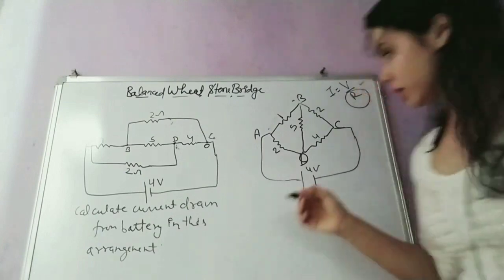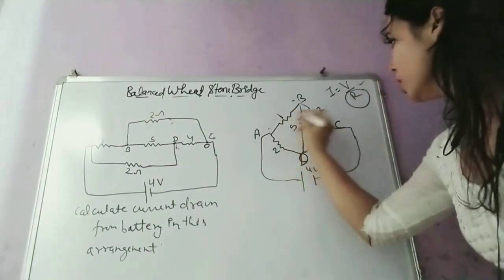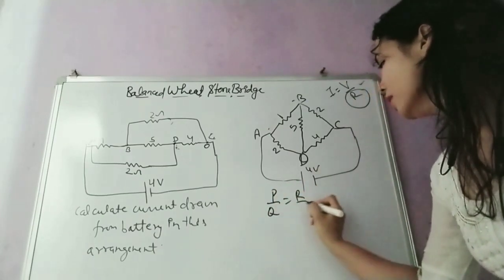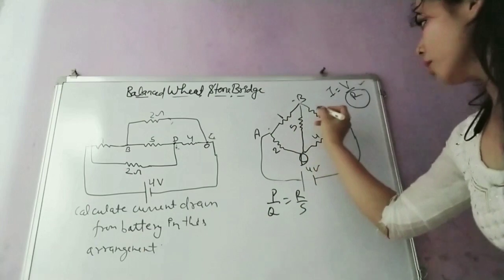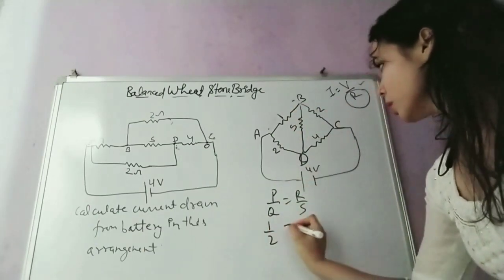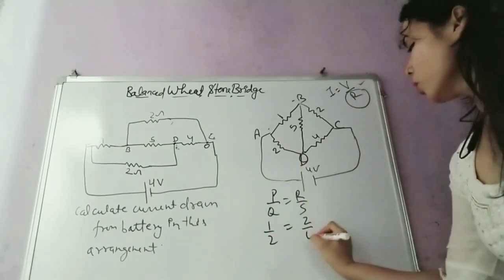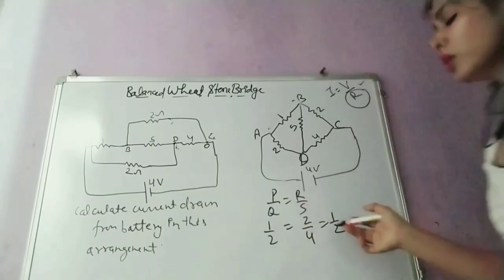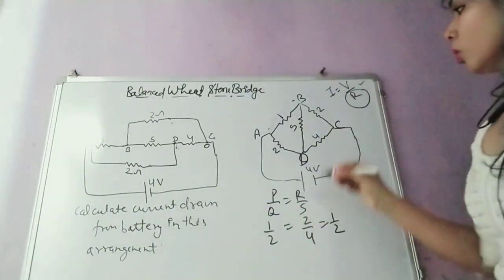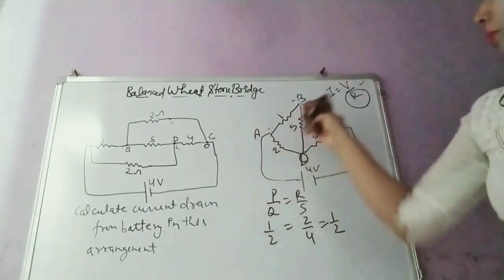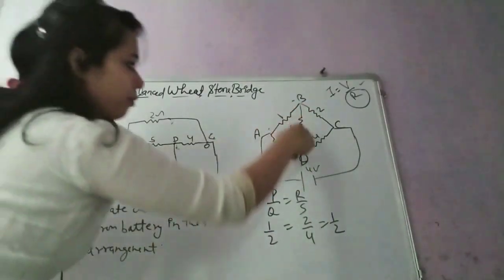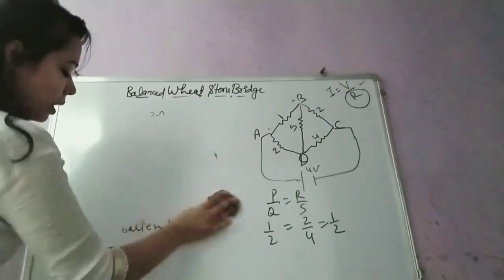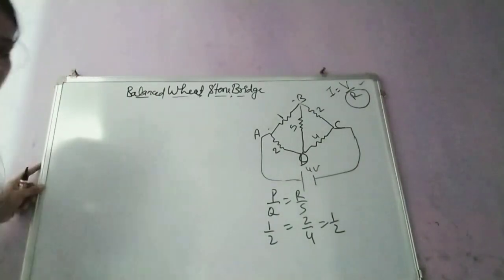So let us check what condition is given. Look, P upon Q. That is 1 upon 2. So I'll write P upon Q equals R by S. Is it the balanced Wheatstone? So 1 upon 2 equals 2 upon 4. This one is 1 by 2. So both are P upon Q equals R upon S in this condition. So we can draw this diagram like this. Now if we show that this one upon this one equals this one upon this one, that is the balanced Wheatstone condition.